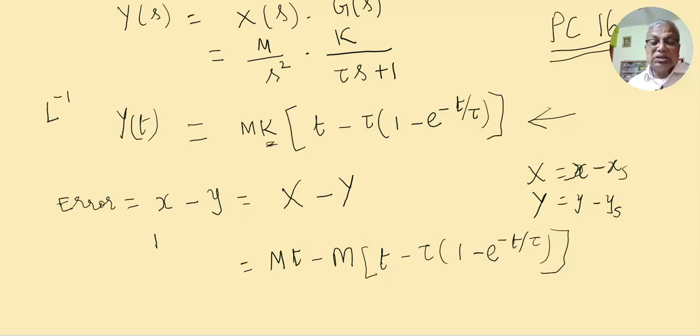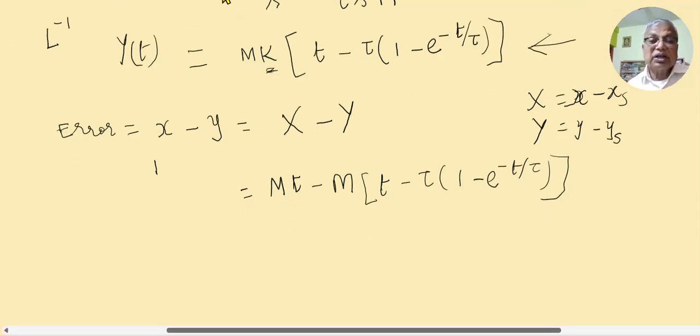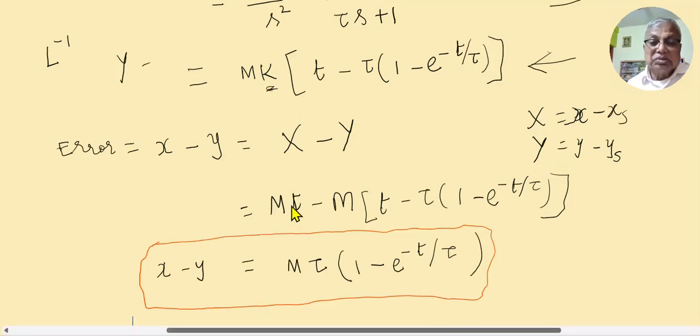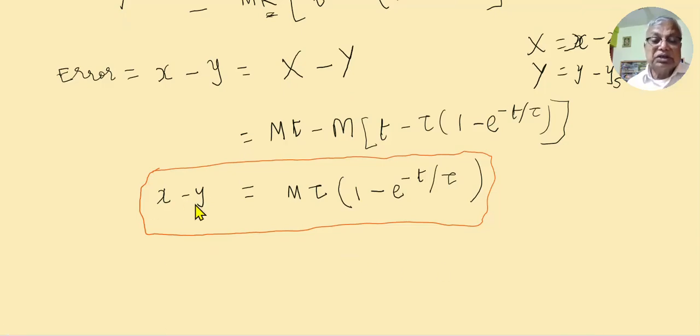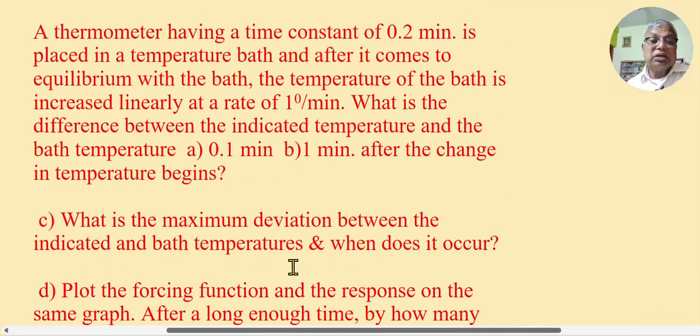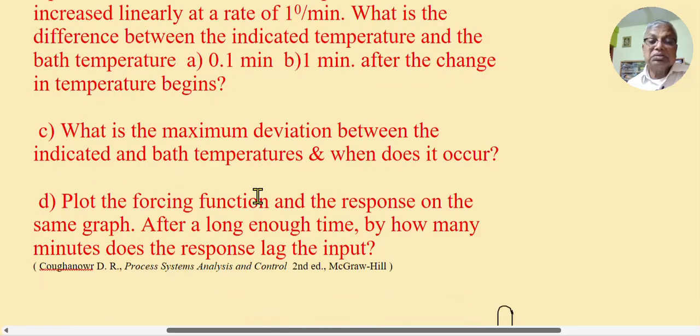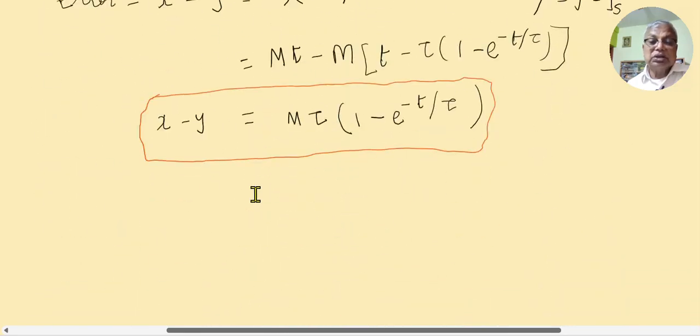Now if you simplify this, what will you get? You find this t and t cancels, so you're left with only this term, m tau into 1 minus e power minus t by tau. So this is the difference between indicated temperature and bath temperature. You can also call it an error. So what is this value at 0.1 minute and also at 1 minute after the change in temperature begins? All you have to do is substitute t equal to 0.1 minute.